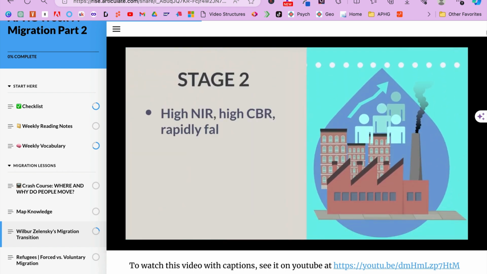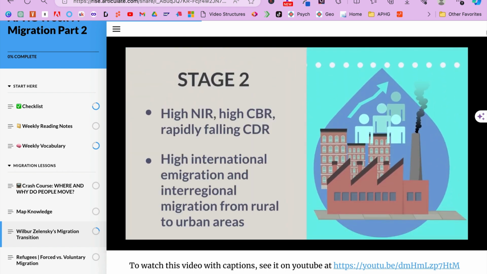In stage 2, industrialization kicks in. You see people leaving rural areas and flooding into cities. Imagine the Great Migration into the US during the early 20th century.